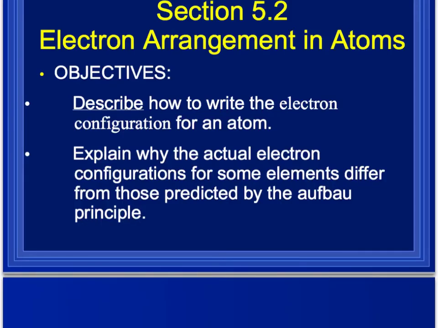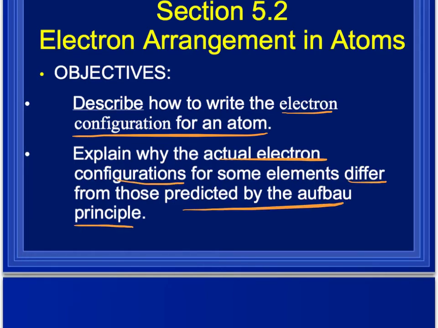So here in the second section, we're going to be talking about more specific arrangements and how scientists write those arrangements, and we call those arrangements electron configurations for each atom. And then we're going to talk about why some of these electron configurations are different than those predicted by this thing we're going to talk about called the Aufbau principle. I'm sure there's a test question or two on this.